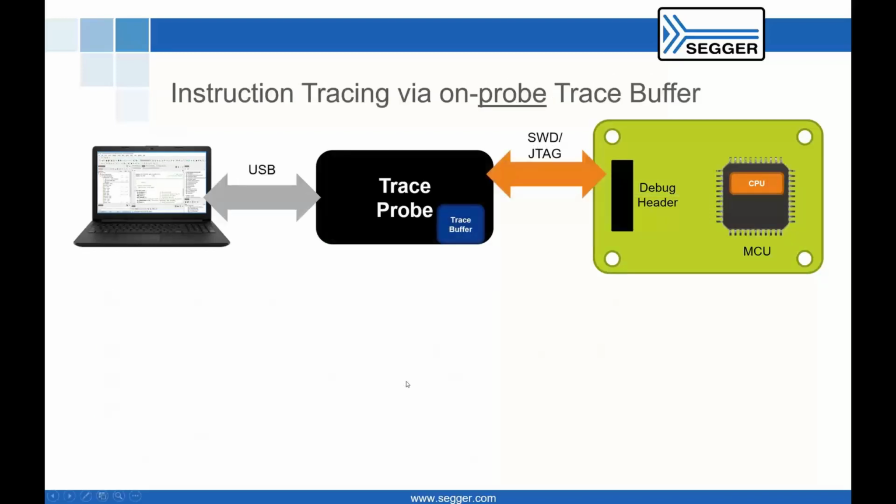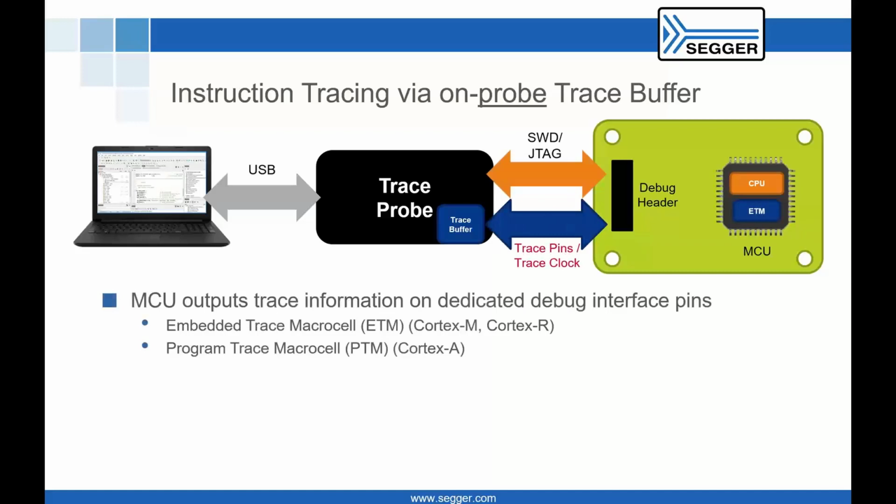So the next step up is basically moving the trace buffer onto the trace probe. Some MCUs output the trace information on dedicated debug pins. So in addition to SWD and JTAG, you have dedicated trace, trace data, and trace clock pins. In Cortex-M and Cortex-R micros, that's usually called the embedded trace macro cell, or ETM. And if you have a Cortex-A controller, that is usually called PTM, or program trace macro cell.